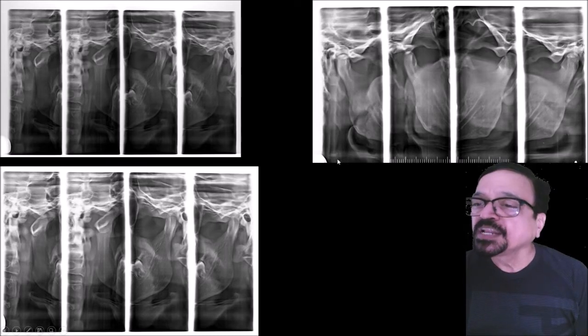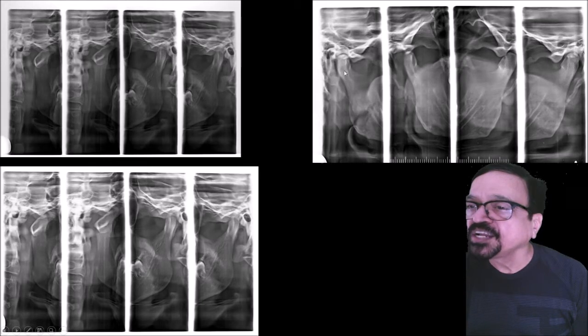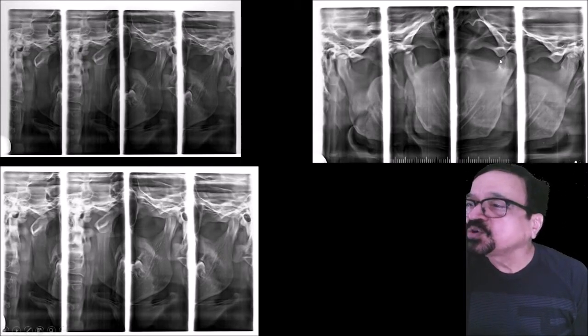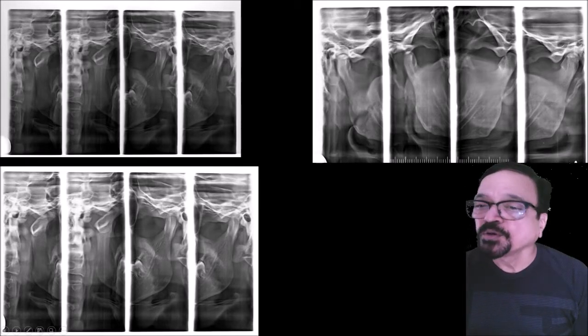Now you have to level. Usually the marker here is indicated on the right side. This is the right TM joint, closed mouth, open mouth, left side. You can see the movement is not as good as that of the opposite side. So these are the pathologies we can detect with the help of open and closed mouth views.